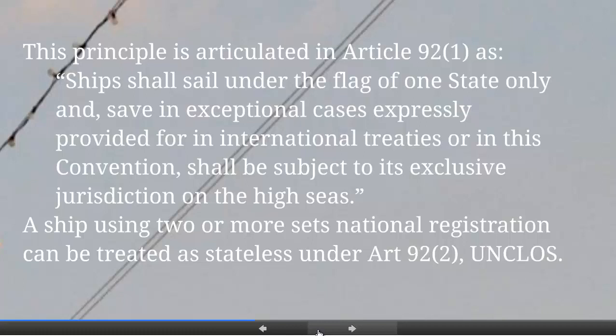So a ship using two or more sets of national registration at its convenience can be treated as a stateless vessel under Article 92 of the UN Convention on the Law of the Sea. And a vessel that is without nationality is without the protection of being subject to the exclusive jurisdiction of a flag state, which means any other state's government vessels could potentially board it, inspect it, or otherwise interfere with it.